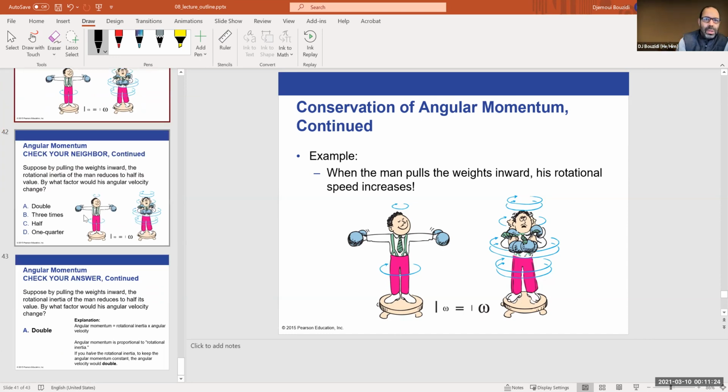Again, this example is coming from that one. If you double I, omega will go down by a factor of half. If you halve I, omega doubles. That is really the whole idea behind it. So this is chapter 8 for you guys.